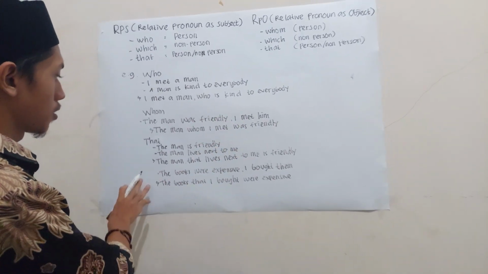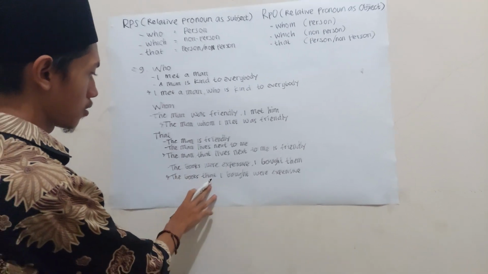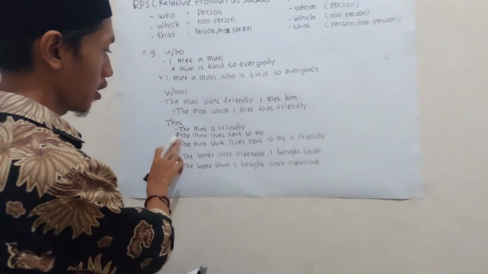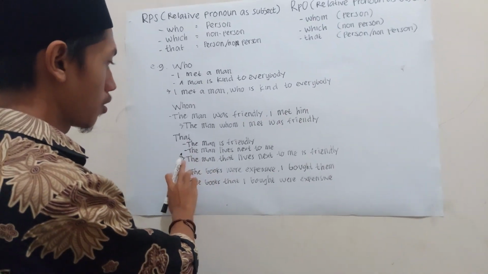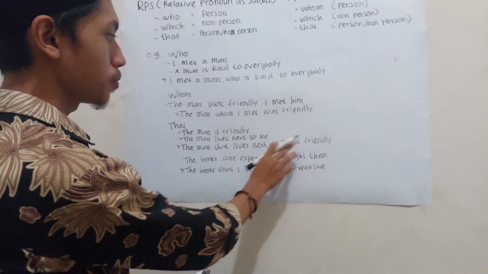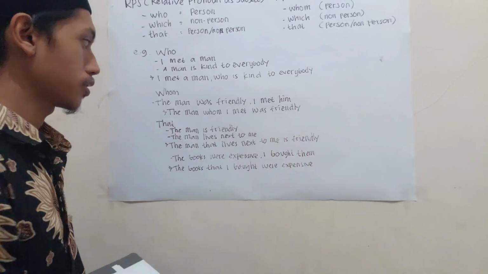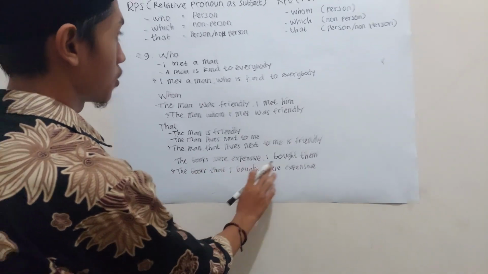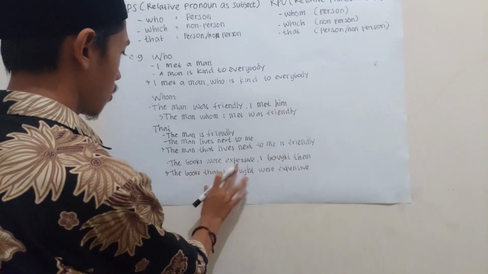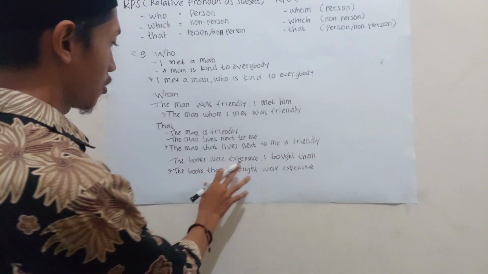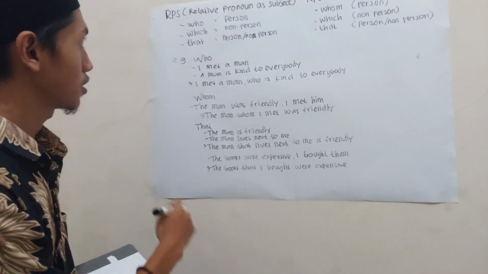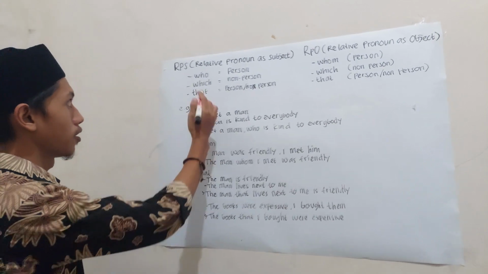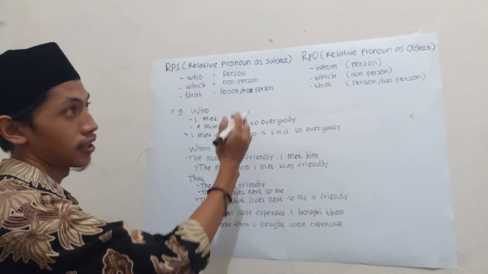So, the word that we can use for things and persons. For a person, the man who lives next to me is friendly also can be used, with the same meaning. And the books that I bought were expensive. We can use that. So this is the example of an adjective clause, with a relative pronoun as a subject and an object.